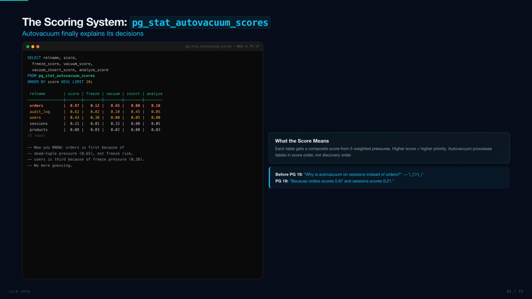Audit_log scores 0.62. Insert score is 0.45, it is an append-only table. Lots of inserts without vacuum. Users scores 0.43. But look, freeze_score is 0.38. That table is under freeze pressure. Before PG19, you could not see any of this. Autovacuum picked tables by discovery order and you had no way to know why. Now every decision is visible.